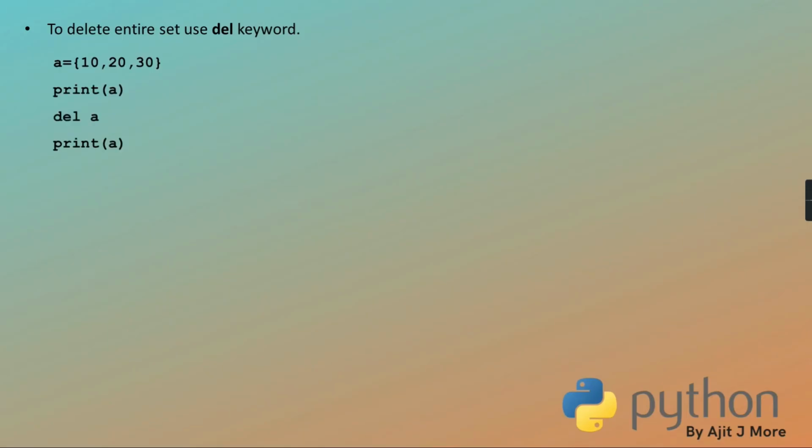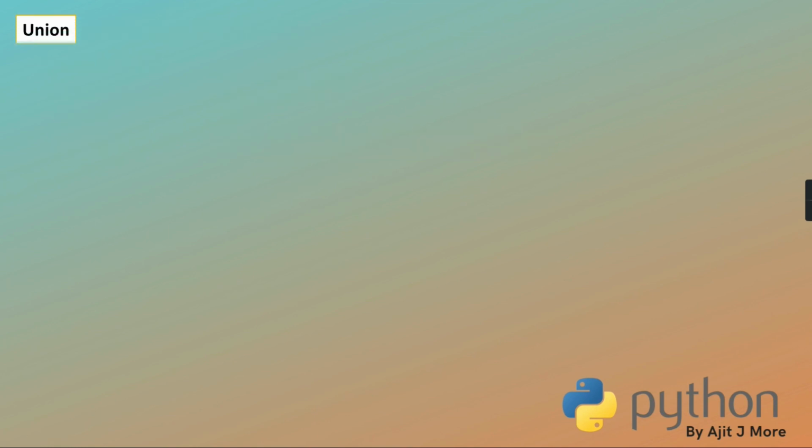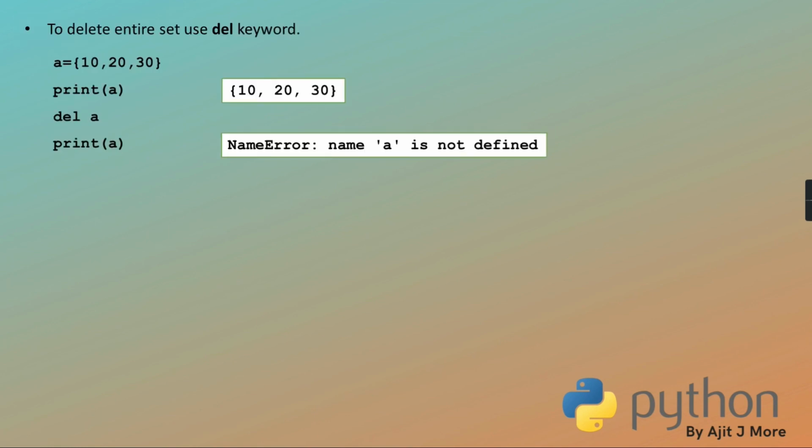See, a is a set, we are printing the set, del a, then I am printing it, it will give a name error, name a is not defined. Okay, hope it is clear, right, all of you? Yes. Okay, now coming to the next thing, which I already told when I started with the set topic.